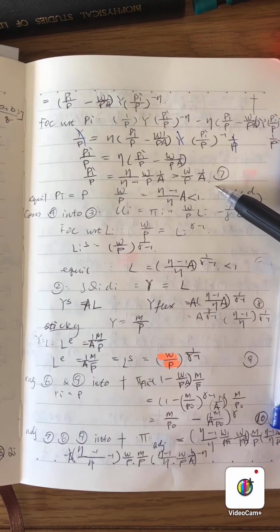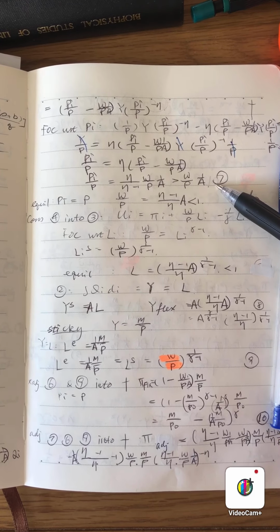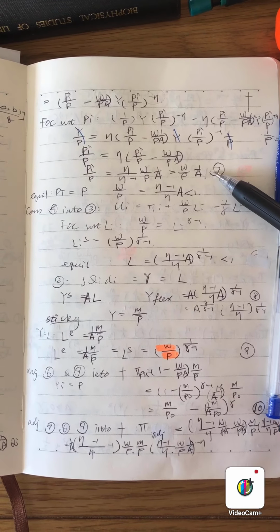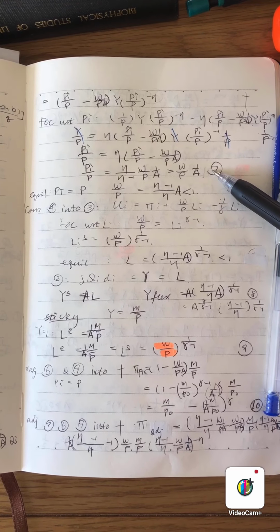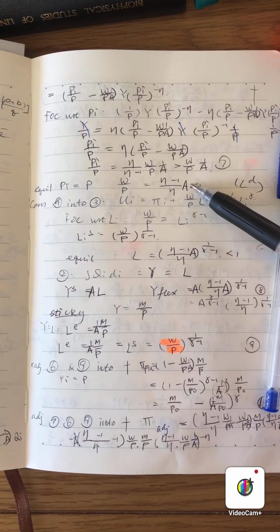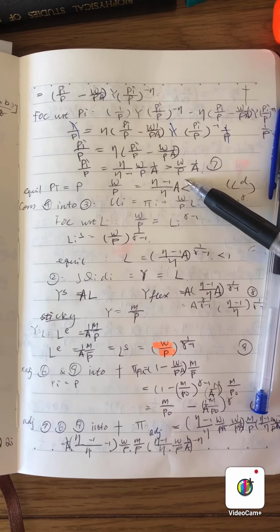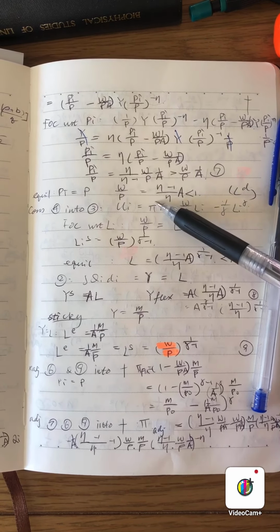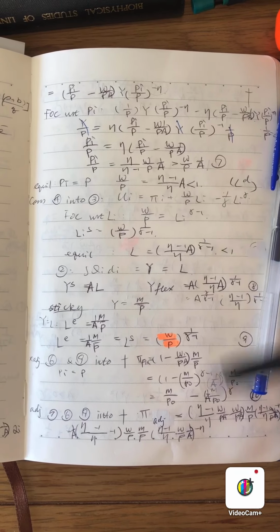And then this is the markup pricing rule, which we can see that the monopolists charge a price that is higher than the real wage. In equilibrium, all firms set the same price, and we are going to have that the real wage is this function. Since we are paid a wage that is lower than the perfect competition case, we are going to have some unemployment.